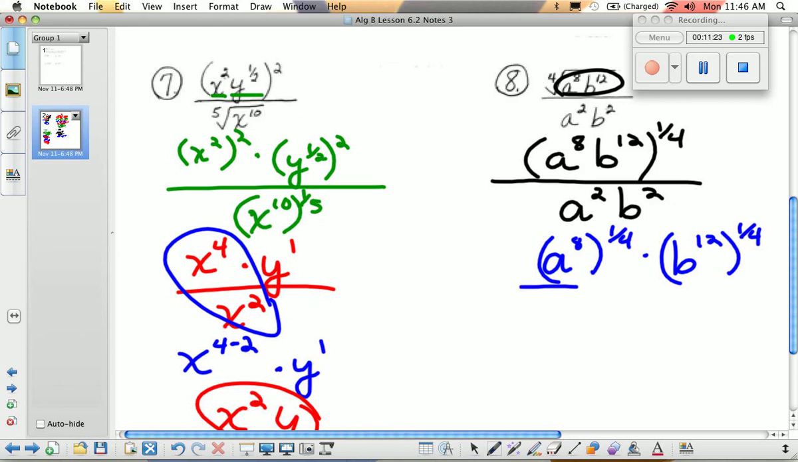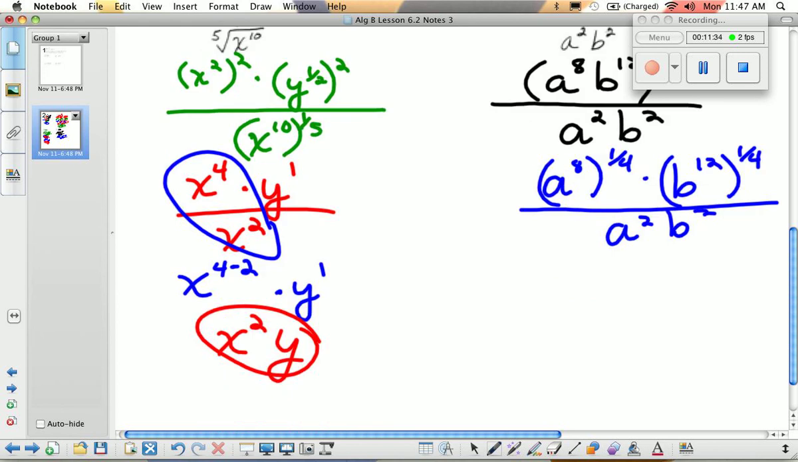Okay. Downstairs, just gonna stay like it is, right? Just keep dragging it along. And now we're going to simplify. A to the 8th raised to the 1/4 power becomes what? A to the 2nd, because we have to multiply 8 times 1/4. Levi, you tell me what those b's are going to become. B to the what? It's 12 times 1/4. So what's a fourth of 12? Oh, 3. So it's going to be b to the 3rd.